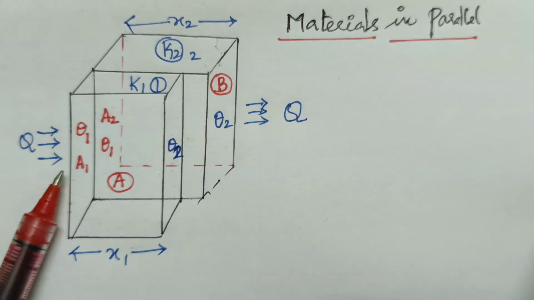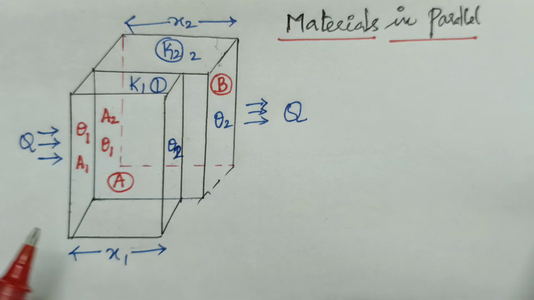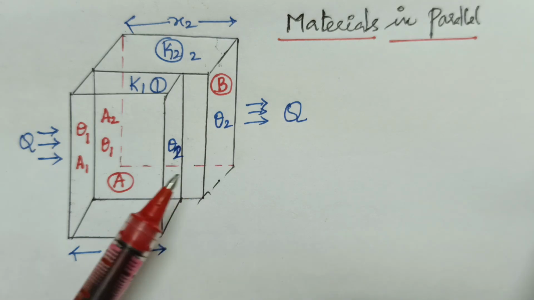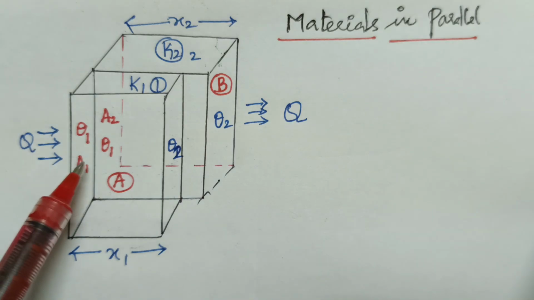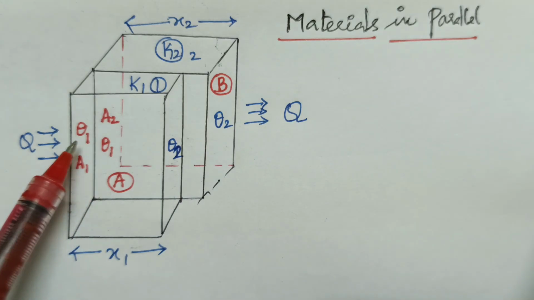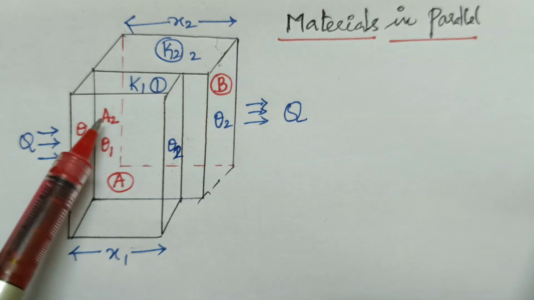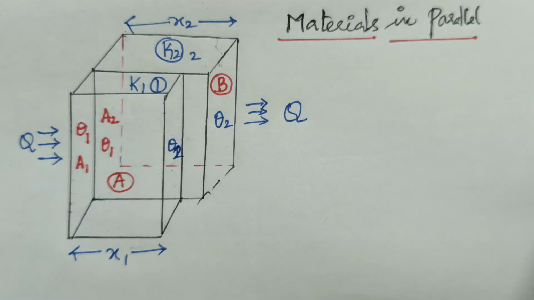Now A has two faces, A1 and A2, a first face and a second face. Similarly B has B1 and B2, a first face and a second face. Now the temperature of the first face A1 is theta 1, and the second face A2 also maintains temperature theta 1. Here are the areas of cross section of the materials A1 and A2.